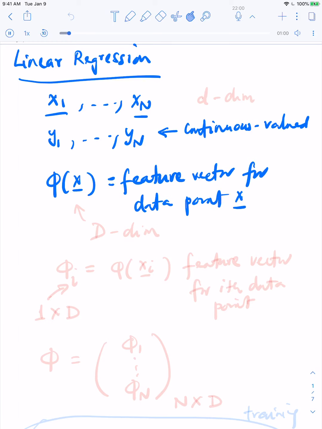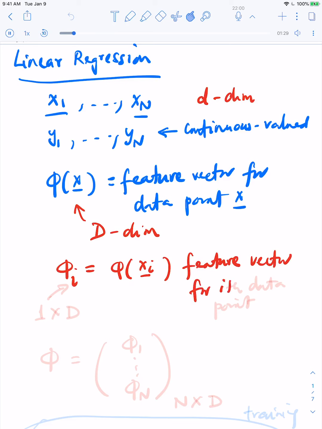This is all as before, as we have been doing in the classification setting, and typically we'll have the same notation as before. These are d-dimensional data points, and the feature vectors are capital D-dimensional, and basically, I'm going to also say that phi i is phi of xi, the feature vector for the ith data point.